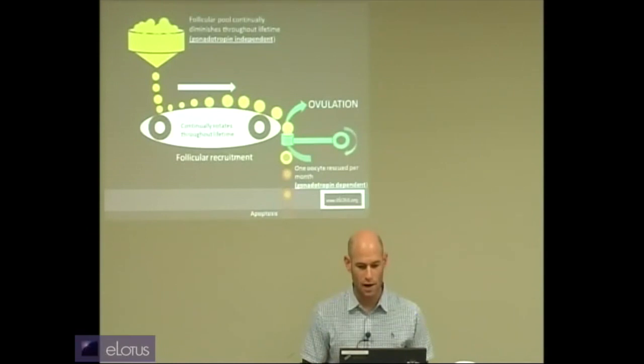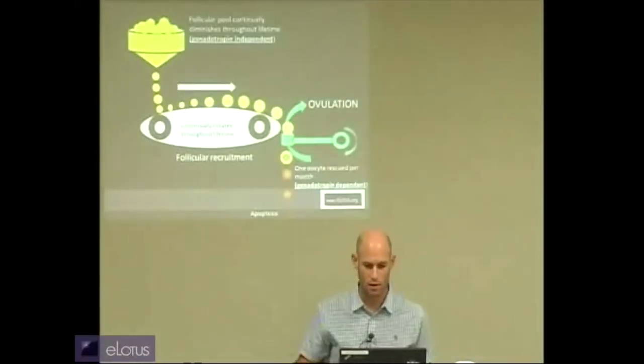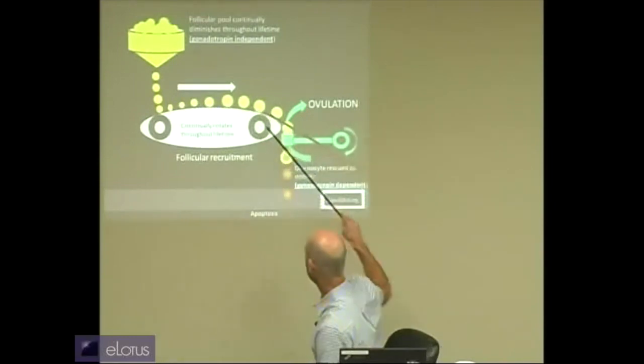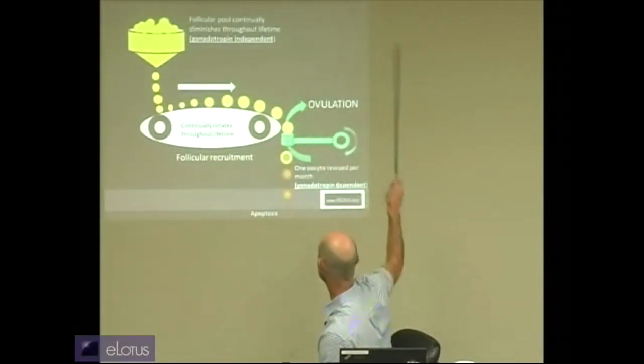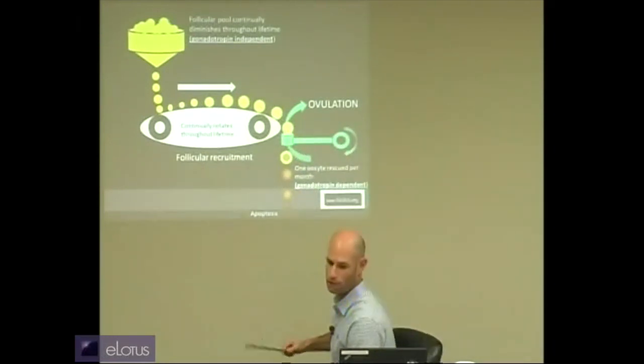So what happens is you can see this pool diminishing down, and the eggs rotate through here, and ovulation is like one of these eggs being rescued per month as the rest of the eggs fall off and don't get chosen.